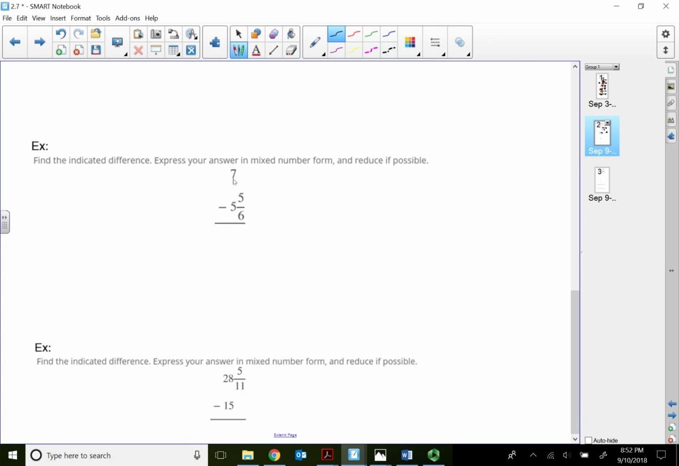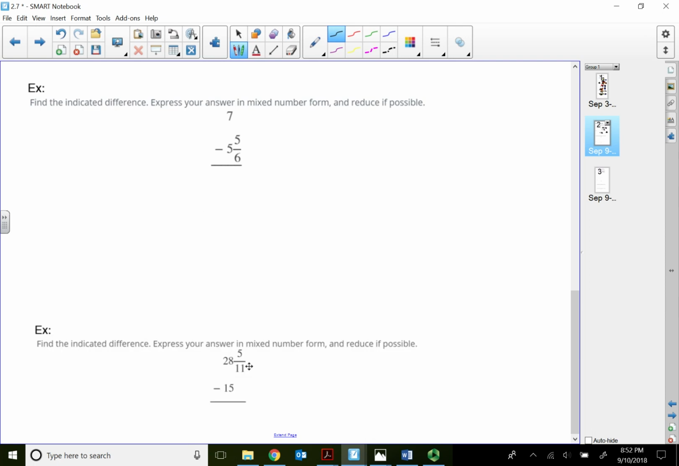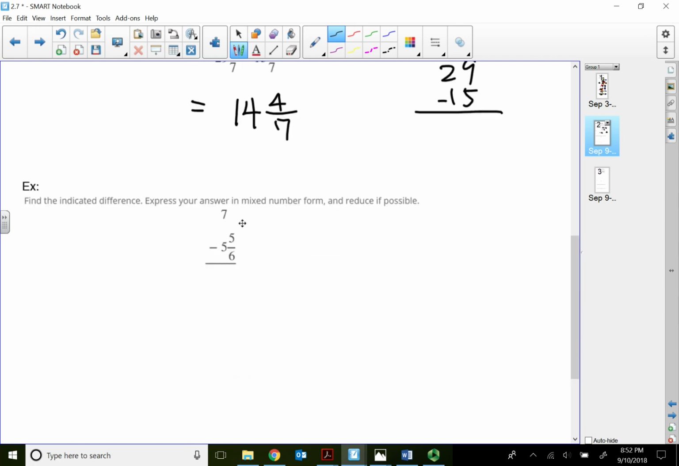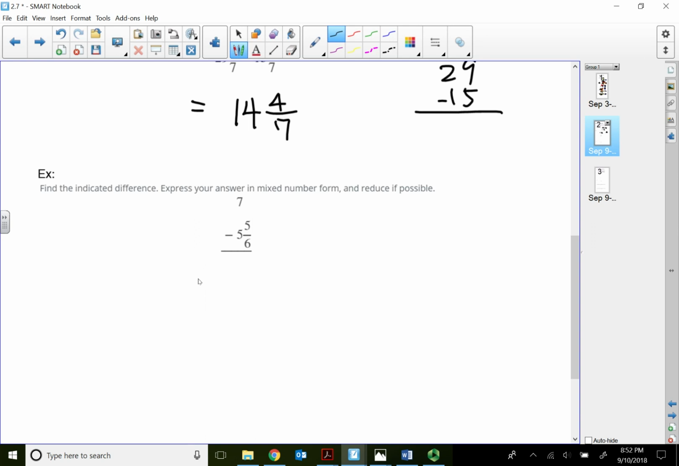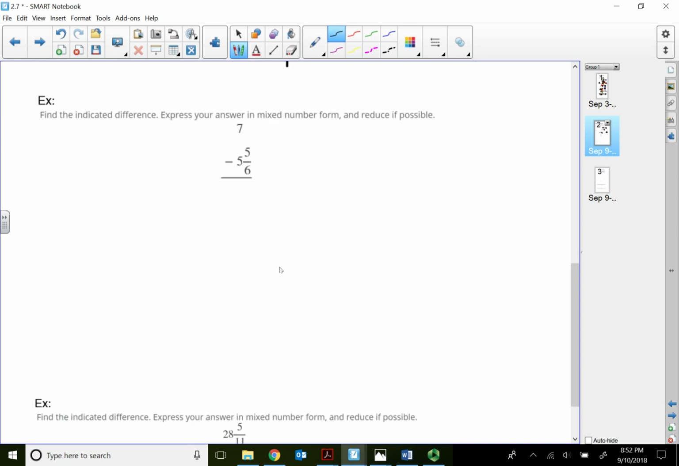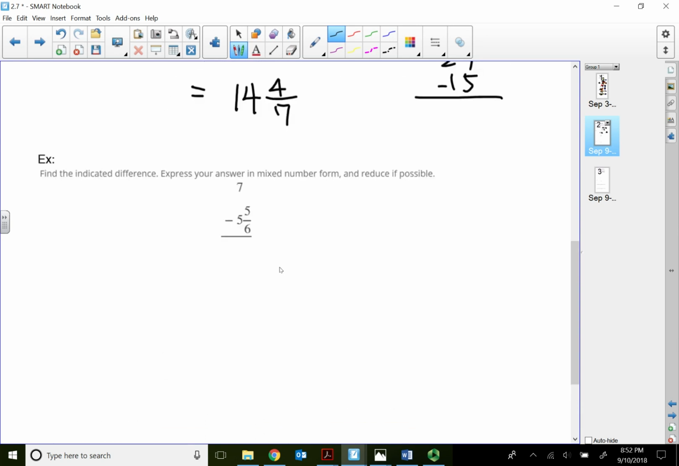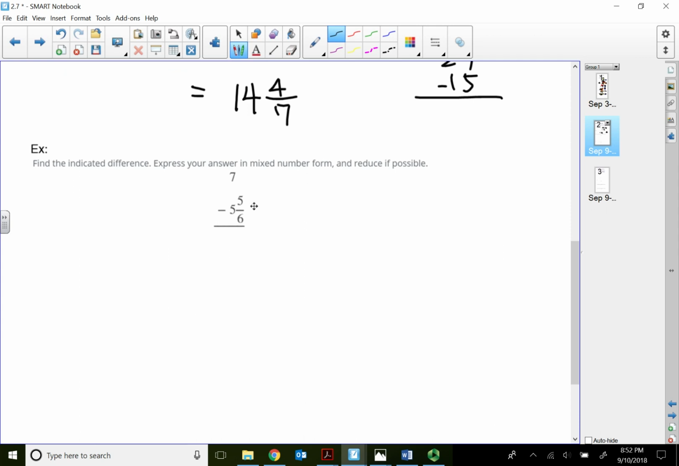All right. Now I'm going to leave these. You know what? I'm going to use this particular problem to kind of begin to introduce borrowing. If you say 7 minus 5 is 2, and the answer is 2 and 5 over 6, that is straight up wrong. Here is a reason why.